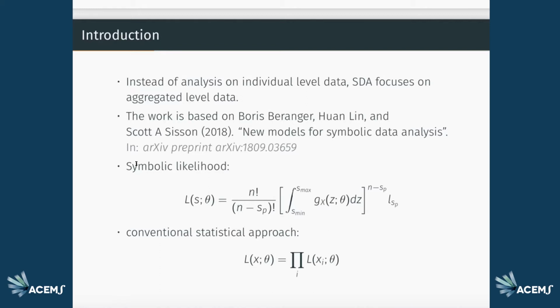The symbolic likelihood has the formula on the second last line here. It's pretty complicated, but it uses some summary statistics. n is the number of observations. SP is the number of observations on the boundary. S min and S max are the marginal min and max across all dimensions. And LSP is the usual likelihood for the observations on the boundary.